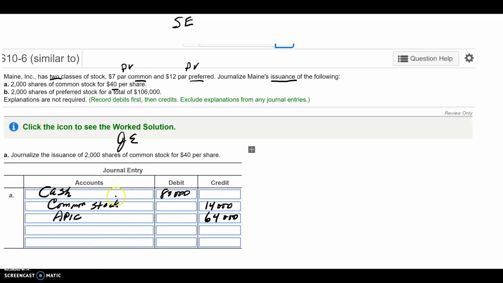Here's our entry for the common. The total proceeds from this were $80,000. We have par value of $7 per share, so 2,000 shares times $7 par value is equal to 14,000. And the APIC is a squeeze for everything else. So debit cash 80,000, credit common stock for just the par value portion, and the APIC is a squeeze for everything else, 64,000.